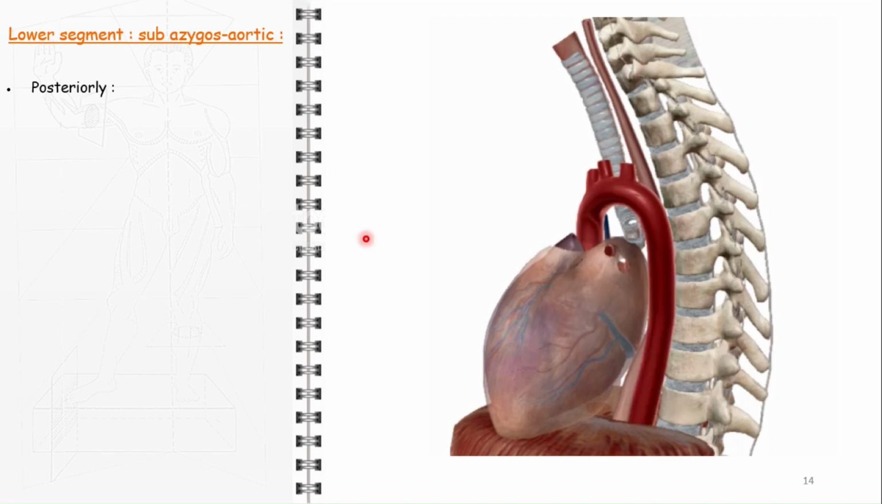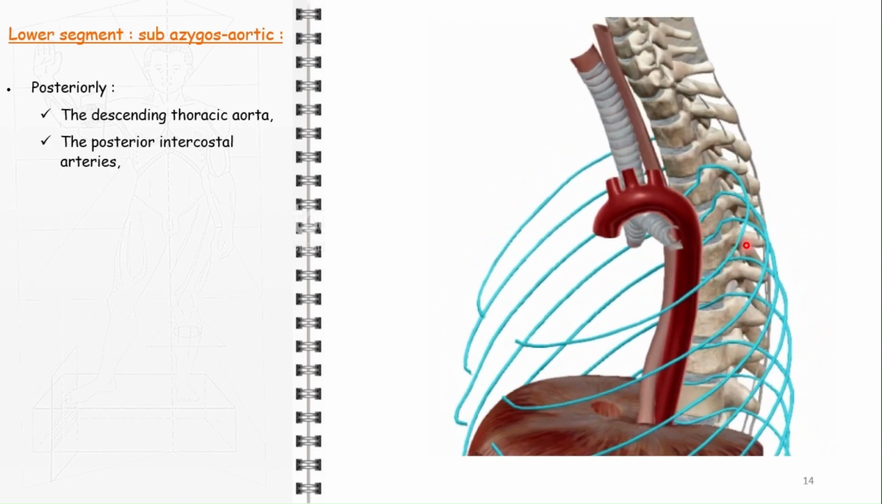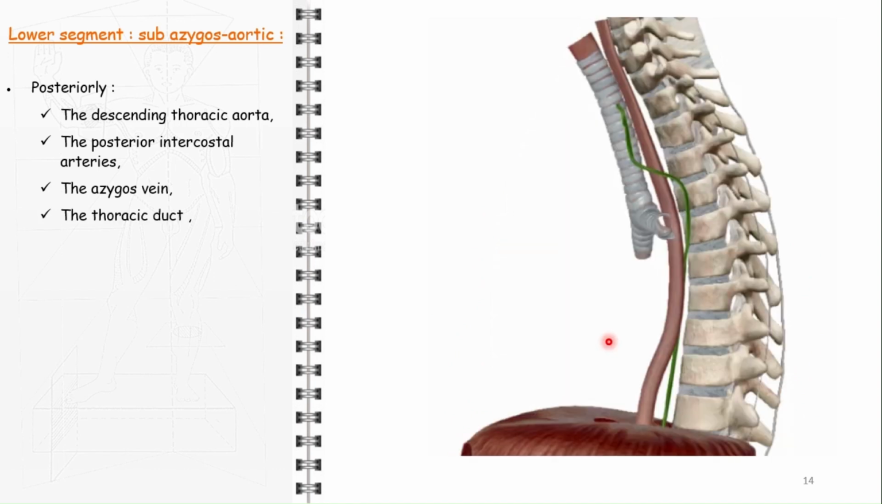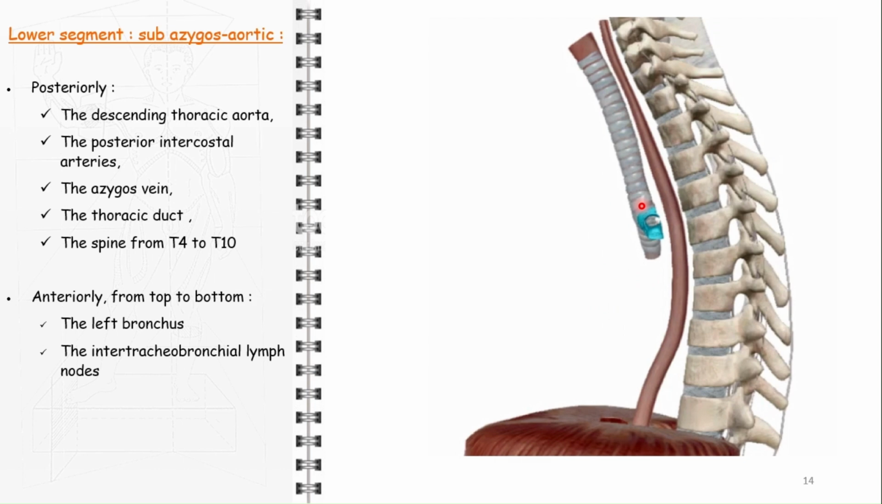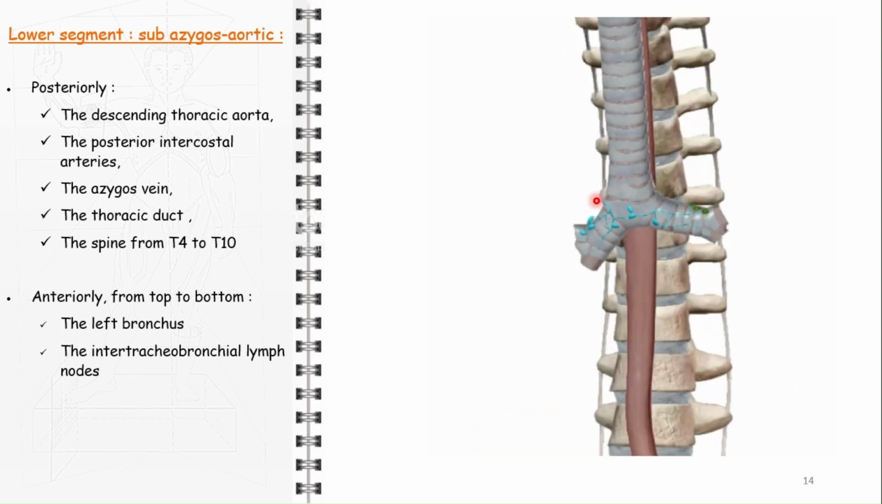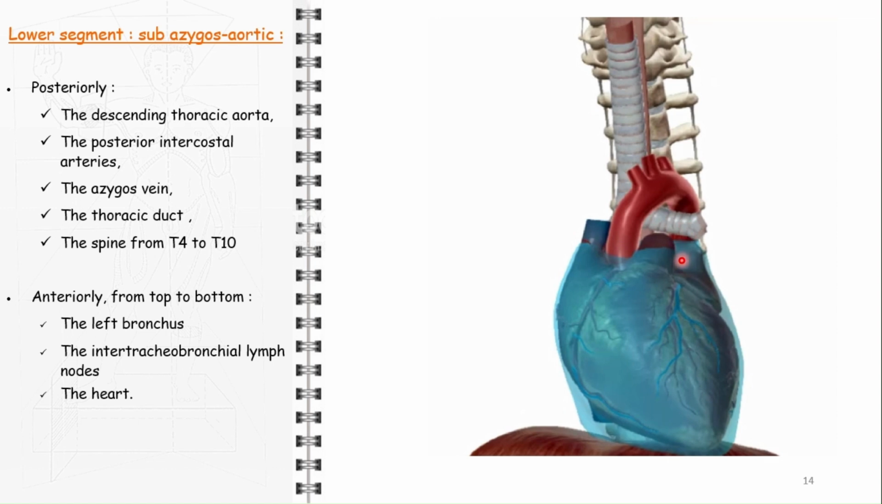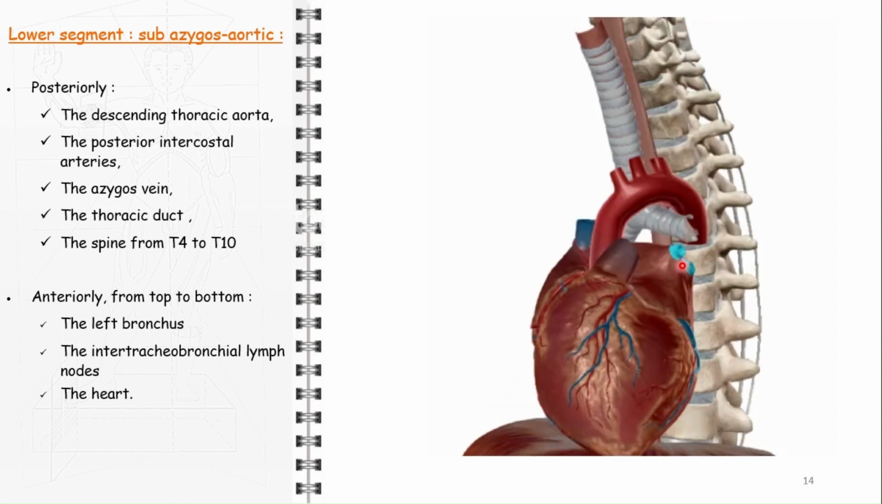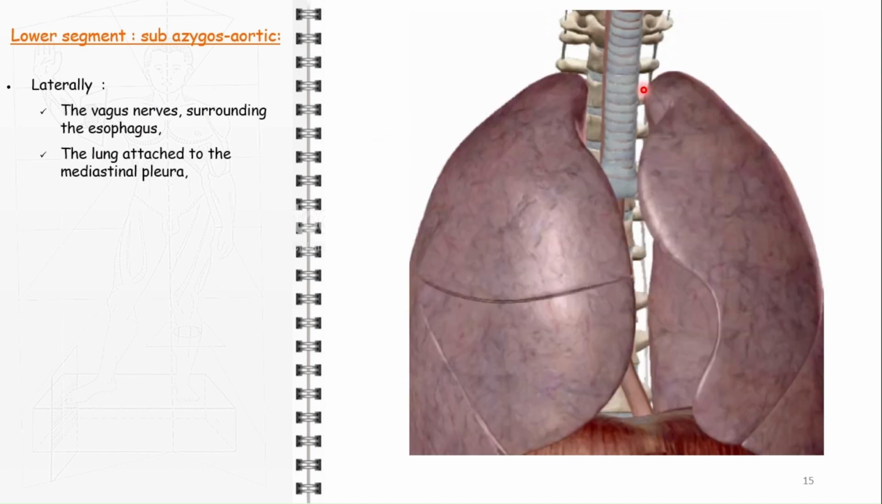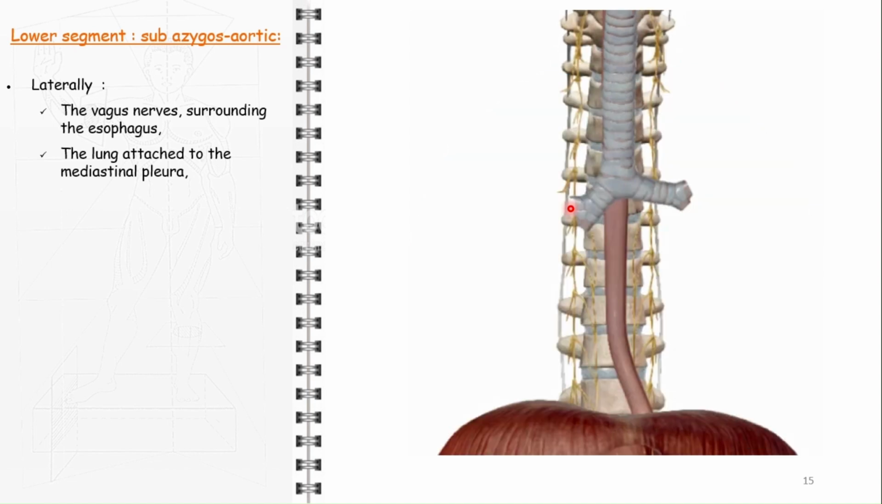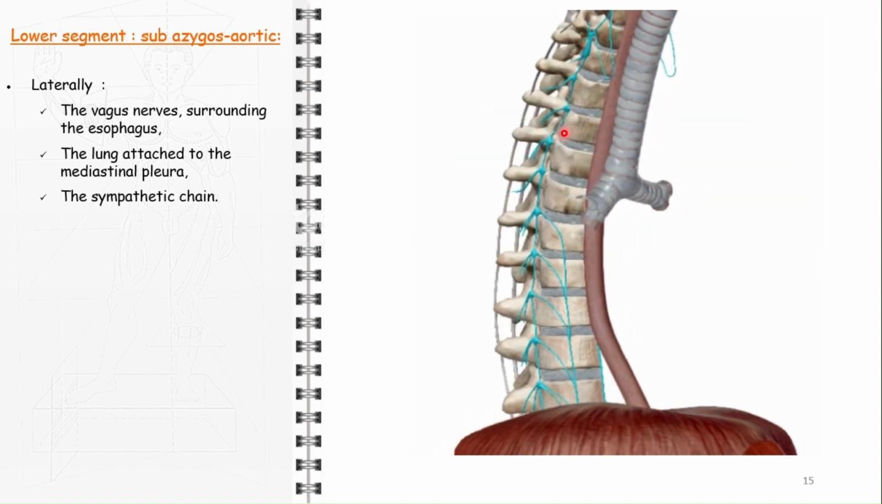Posteriorly, the esophagus is in contact with the descending thoracic aorta, the posterior intercostal arteries, the azygos vein, the thoracic duct, and the spinal column from T4 to T10; anteriorly, from top to bottom, the left bronchus, the intertracheobronchial lymph nodes, and the heart, precisely at the level of the left atrium and the termination of the pulmonary veins, through the pericardium, forming the oblique sinus of the pericardium. Laterally, the vagus nerves surrounding the esophagus, the lungs attached to the mediastinal pleura, and the sympathetic chain and the origin of the splanchnic nerves.